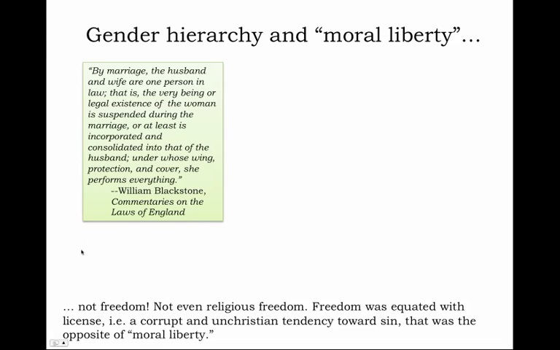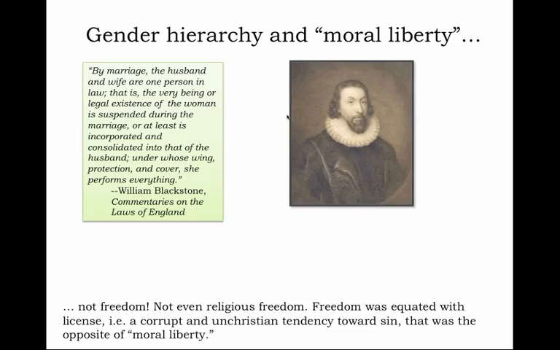Coming from the common law tradition of England, the great commentaries on the laws of England by William Blackstone: by marriage, the husband and wife are one person in law. That is, the very being or legal existence of the woman is suspended during the marriage, or at least is incorporated and consolidated into that of the husband, under whose wing, protection, and cover she performs everything.